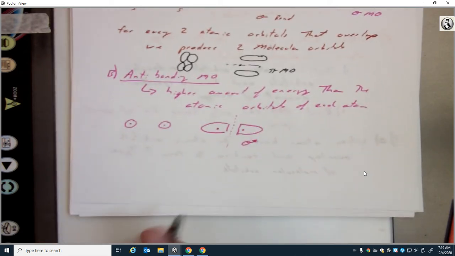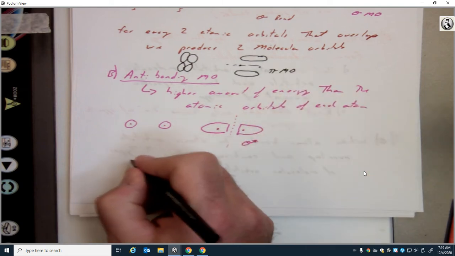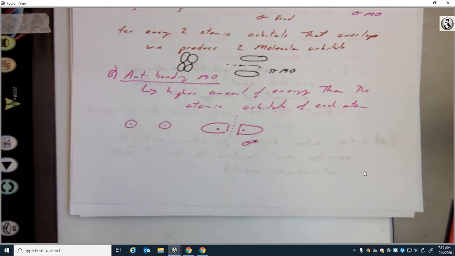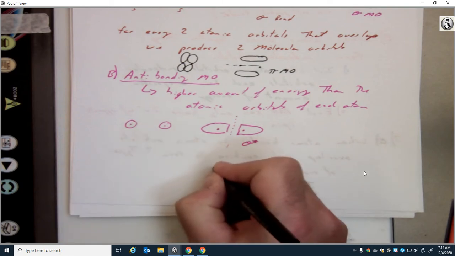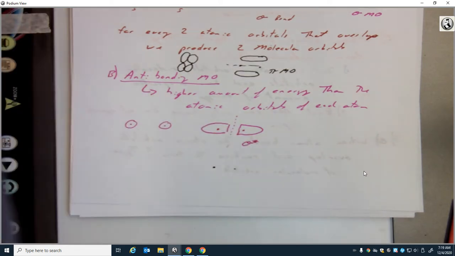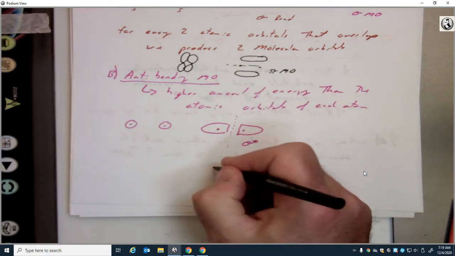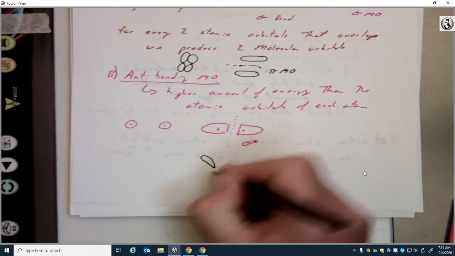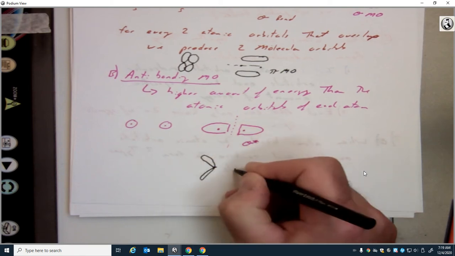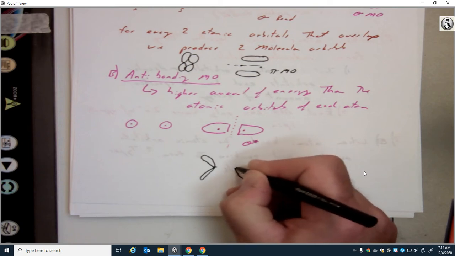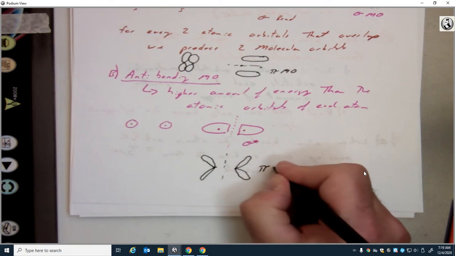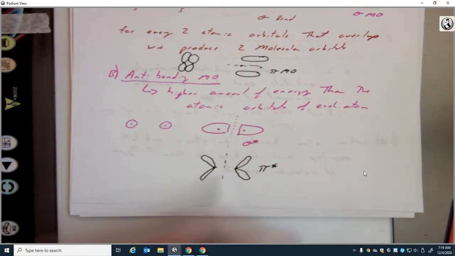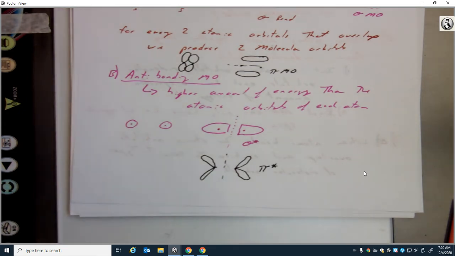What does the anti-bonding molecular orbital, pi, look like? Well, if we have our nuclei, it kind of looks like this, and there's a nodal plane here. This would be my pi anti-bonding orbital. It's what it looks like.